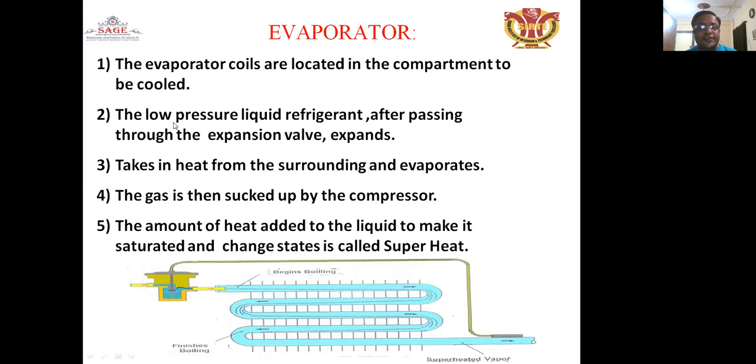Already discussed in earlier classes. The low pressure liquid refrigerant, after passing through the expansion valve, expands and takes in heat from the surroundings in the evaporator. The gas is then sucked in by the compressor. The amount of heat added to the liquid to make it saturated is called superheat. If heat is added after evaporation, the vapor becomes superheated vapor before entering the compressor.